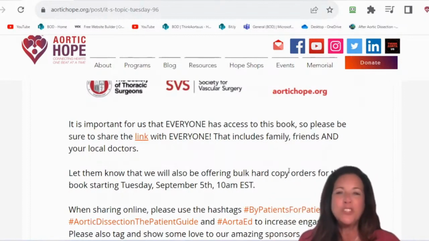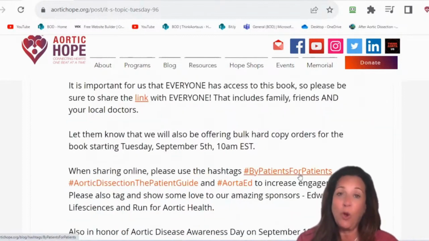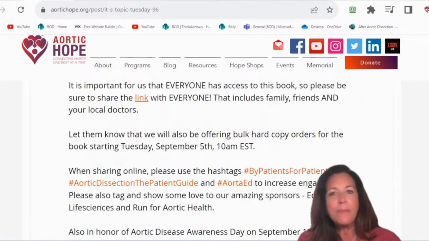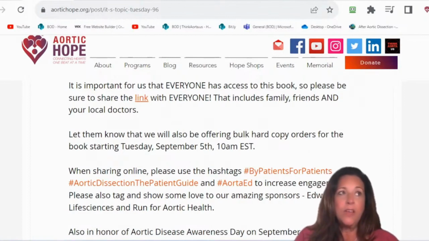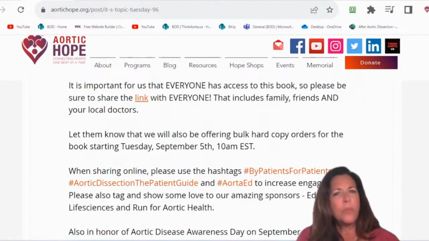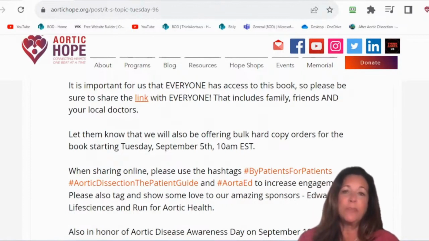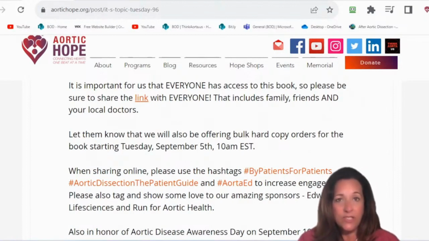Okay. When you share this information online, we really hope that you do, use the hashtag "by patients for patients," because that's what this is. This is really easy to read and understand, although it could be emotionally a little overwhelming to read, especially the first section that has a lot of the medical information. For someone who's had an aortic dissection, it can be a little jarring to just get that visual of what's actually happened in your body. And also use "Aortic Dissection, the patient guide," plus the hashtag AortaEd to increase the engagement on this.